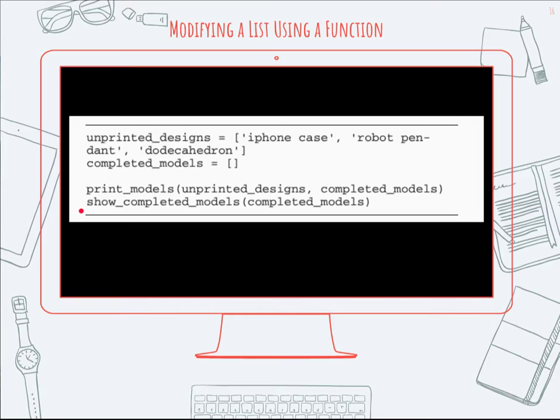We've set up a list of unprinted designs and an empty list that will hold the completed models. Because we've already defined the functions, all we have to do is call them and pass them the right arguments. We call print models and pass it the two lists it needs. As expected, print models simulates printing the designs. Then we call show completed models and pass it the list of completed models so it can report the models that have been printed. The descriptive function names allow users to read this code and understand it even without comments.